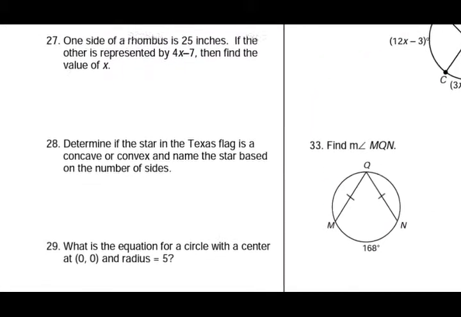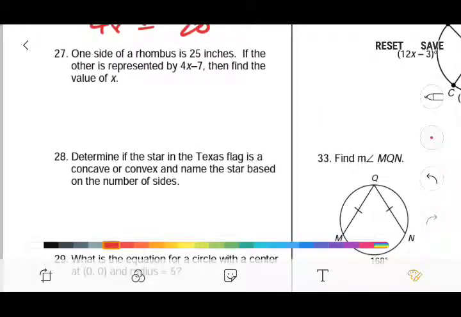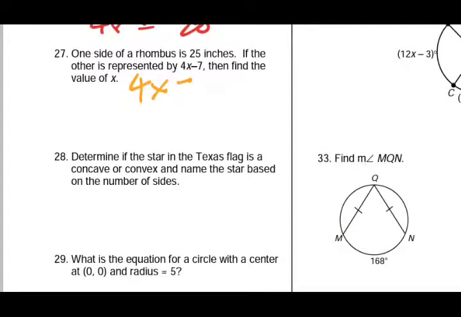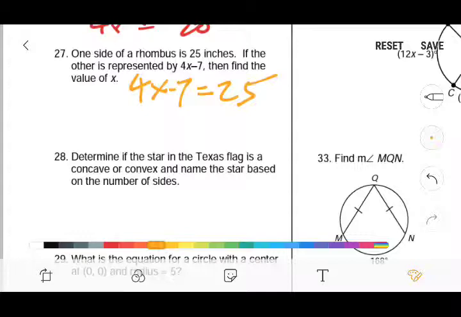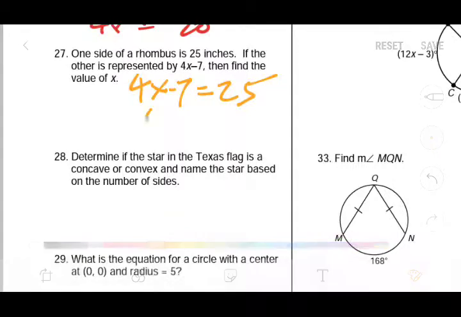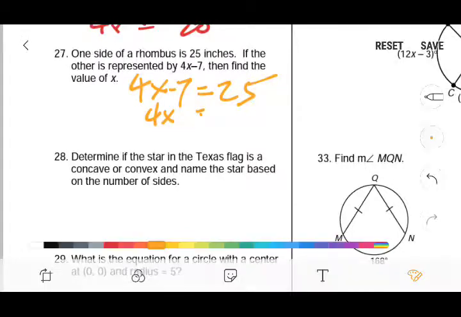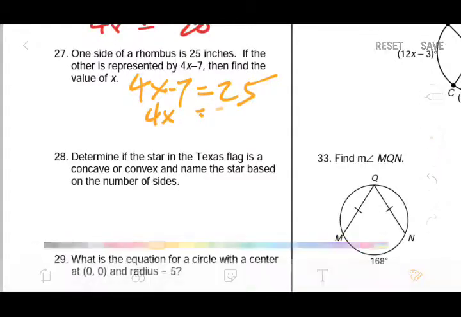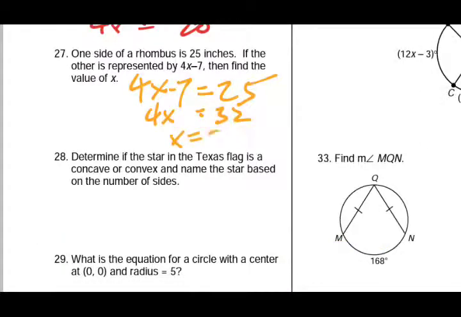You know what happened to algebra. One side of a rhombus is 25, the other is 4x minus 7. All sides of a rhombus are equal. Why am I still red? All sides of a rhombus are equal. So it's 4x minus 7 is one side. It's equal to that other 25 side. So it's going to be 4x equals 25 plus 7 is 32. X equals 8.